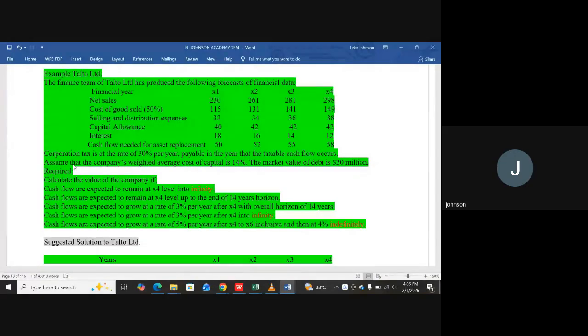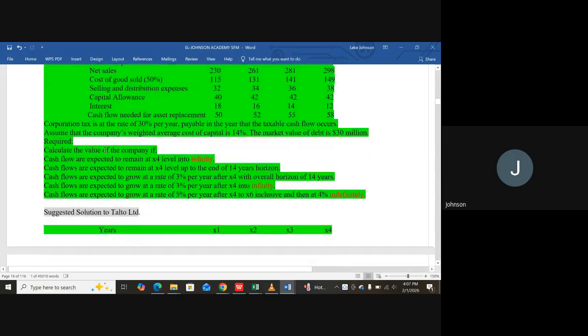Next, they give us the corporate tax to be 30% per year, payable in the year that the taxable cash flows occur. Then, assume that the company's weighted average cost of capital is this amount, and the market value of debt is this amount. So they are expecting you to get the value of the company, and once you get the value of the company, you can also get the value of equity. Let's look at what we have over here so that you can understand.